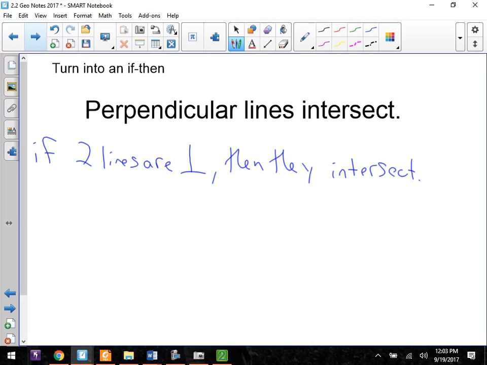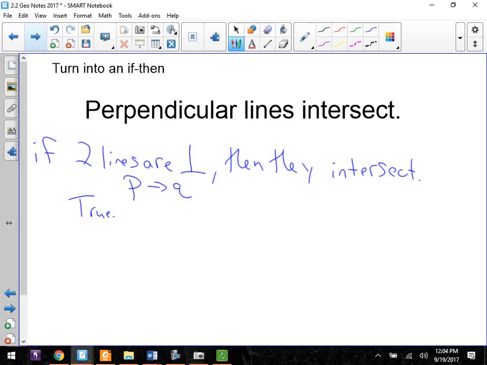Okay. So this is a P implies Q, and it is a true statement. If two lines are perpendicular, the conclusion is they intersect. So conditional: if two lines are perpendicular, then they intersect. And you guys just told me that's true.